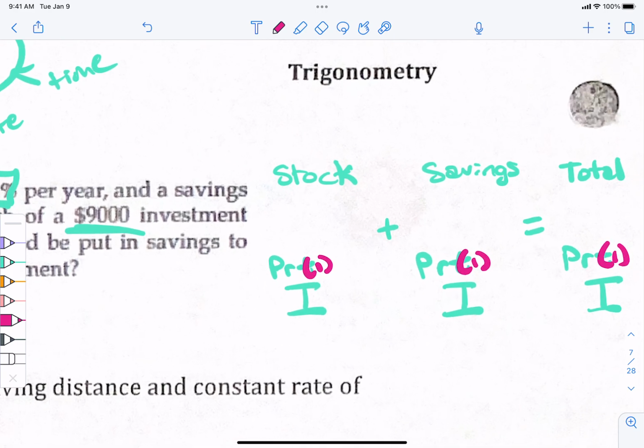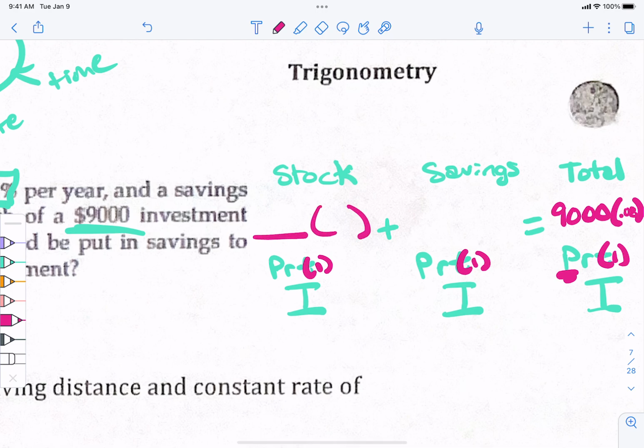Now, 9,000 is the total, so we're going to put the 9,000 over here for principal, right? And I want that rate to end up being 8%. So I'm going to do 0.08. I'm running out of room. 9,000 times 0.08, right? Now I'm going to do my principal times my rate over here and principal times my rate over here. Rate for stock was 12% or 0.12. Rate for savings was 0.06.